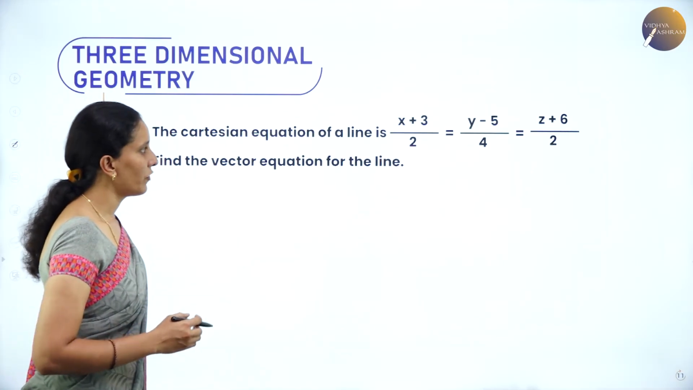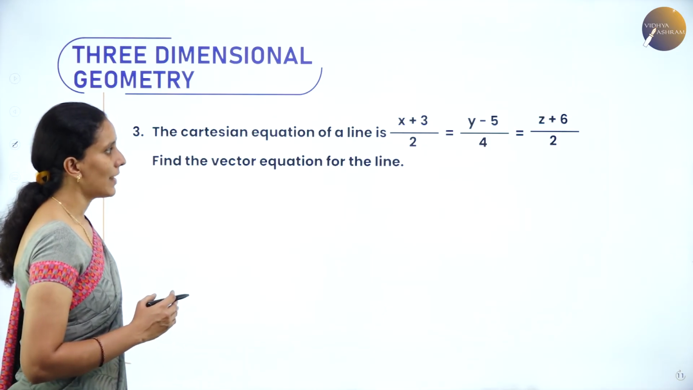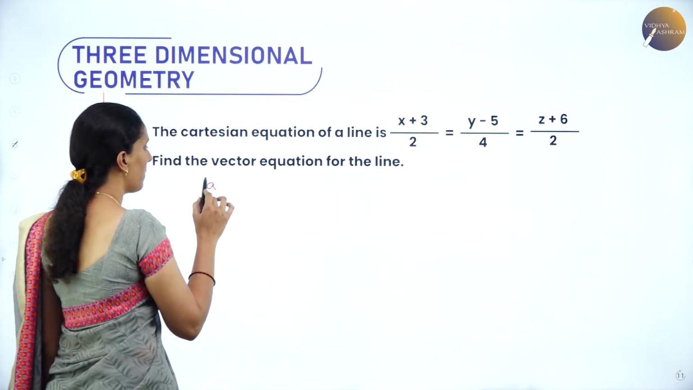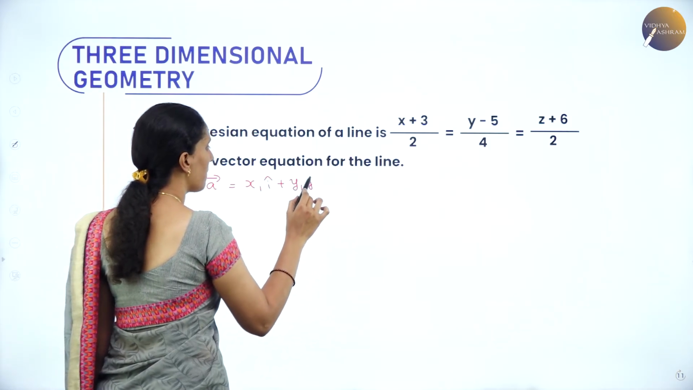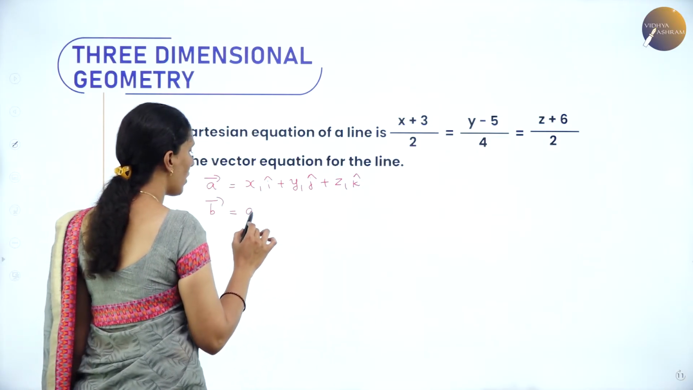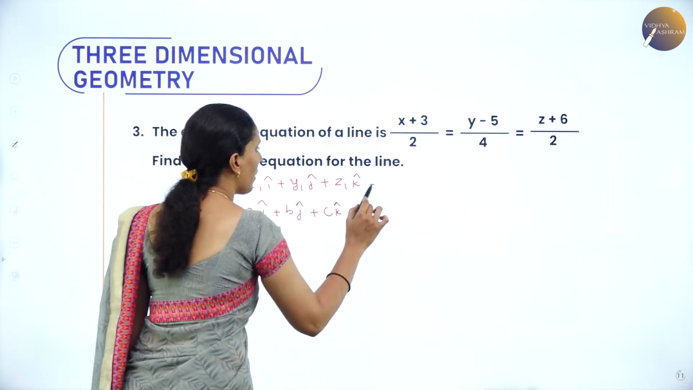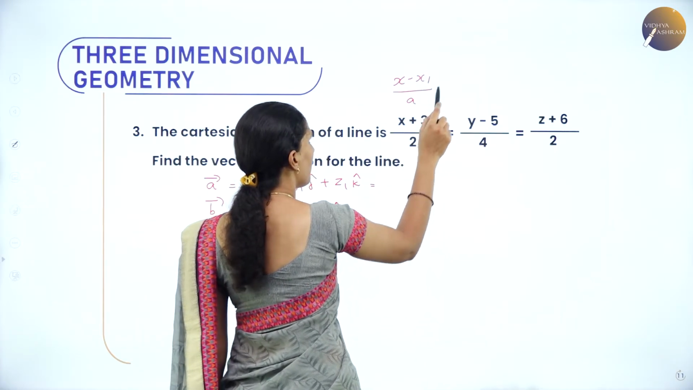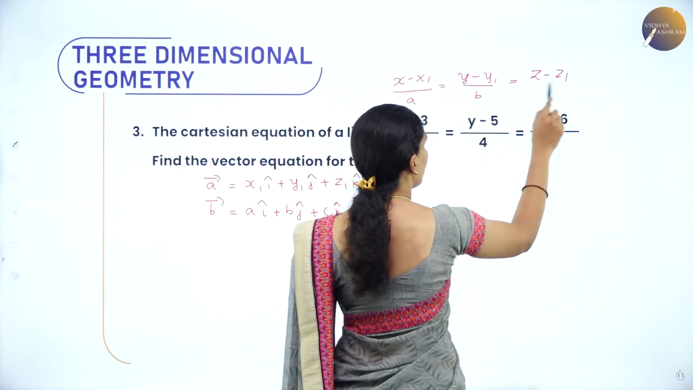The Cartesian equation of a line is (x plus 3) by 2, (y minus 5) by 4, (z plus 6) by 2. Find the vector equation of the line. We need vector A, whose coordinates are x1i plus y1j plus z1k, and vector B, whose direction ratios are ai plus bj plus ck. Now the standard equation is (x minus x1) by a equals (y minus y1) by b equals (z minus z1) by c.